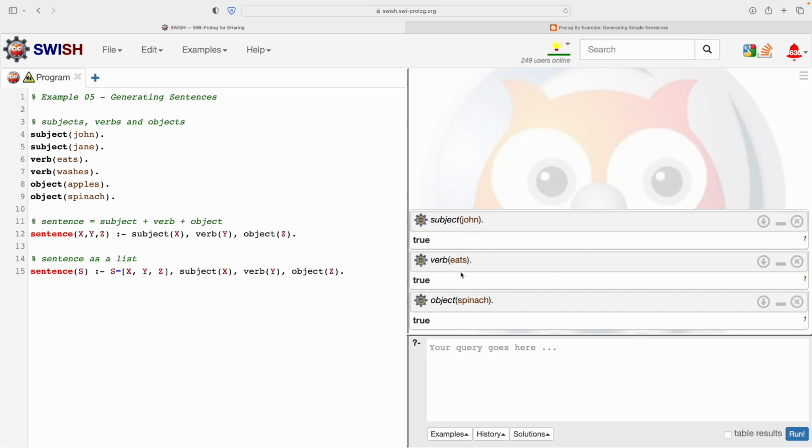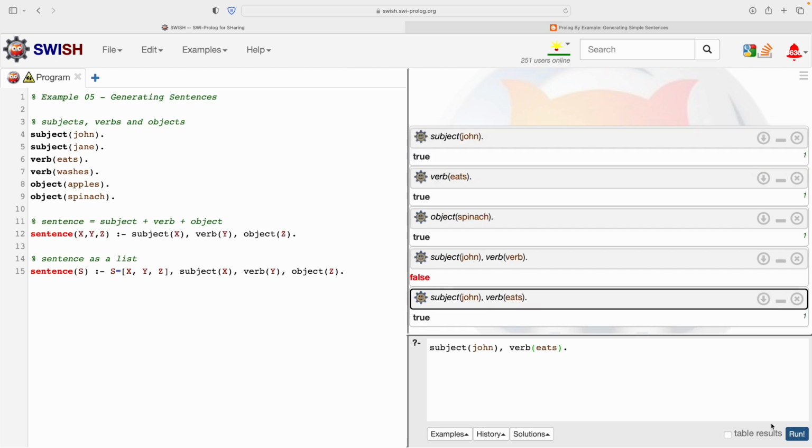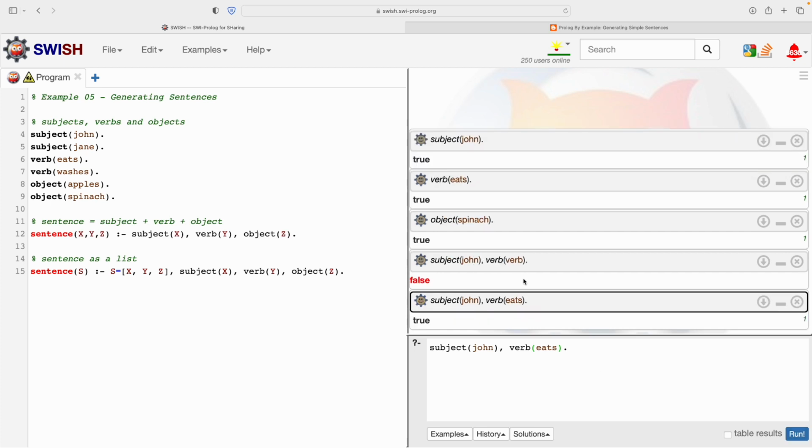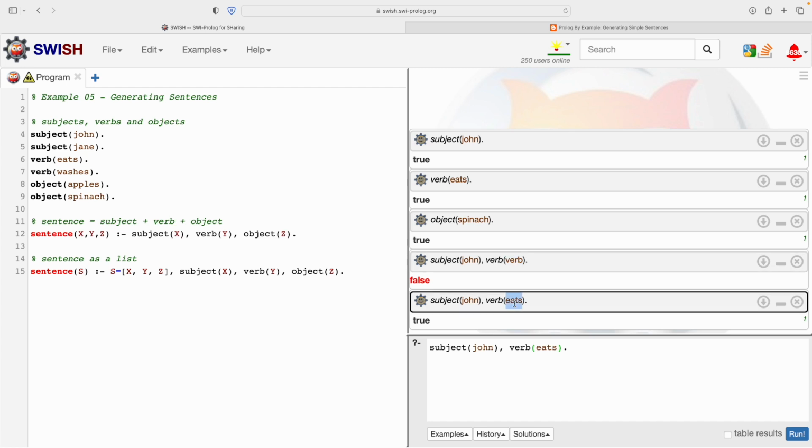So we've just tested each of these individual things. Let's test them together. Let's try writing a query which tests two of those things. So we're saying subject John. So is John a subject, and is eats a verb? And that's true. Oh, that's false. What have I done wrong there? Oh, verb is not a verb. Eats is a verb. And that's actually a good counterexample to spot when things fail and understand why they fail. So verb is not a verb, whereas eats is a verb.